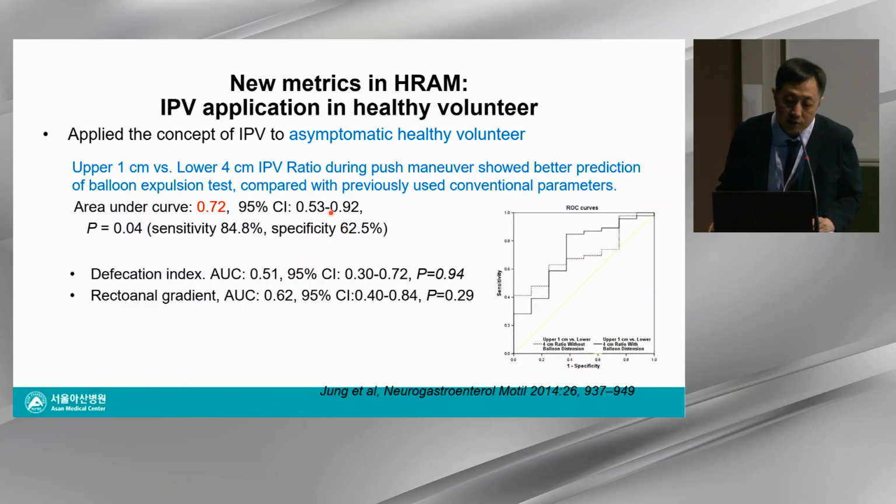This slide shows you the result of that study based on asymptomatic healthy volunteers. We found that the upper 1 centimeter versus lower 4 centimeter IPV ratio during push maneuver showed better prediction of balloon expulsion compared with the previously used conventional parameters, including the efficacy index or rectal gradient. In this figure, as you can see, the balloon distension during the push maneuver showed a better prediction of balloon expulsion compared with without the balloon distension during push maneuver.